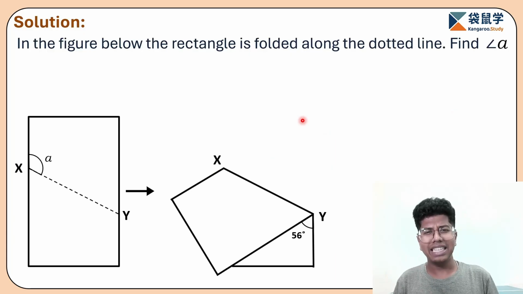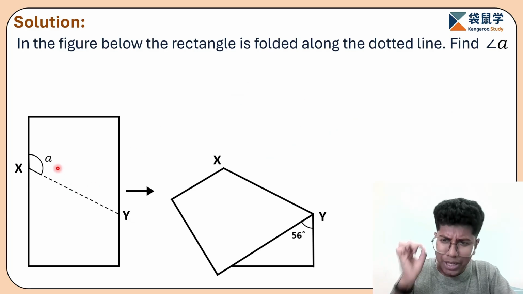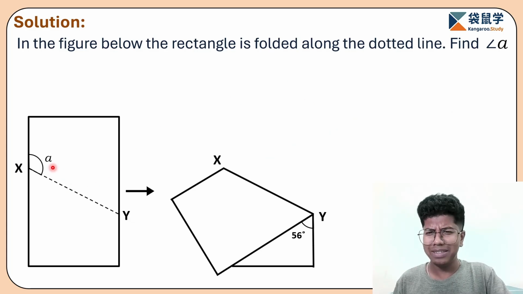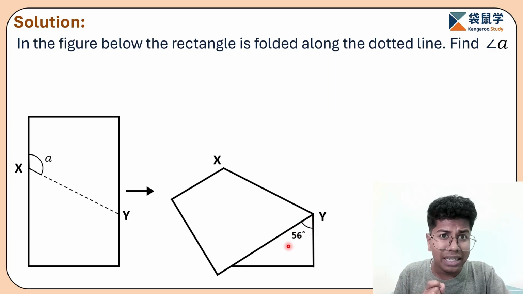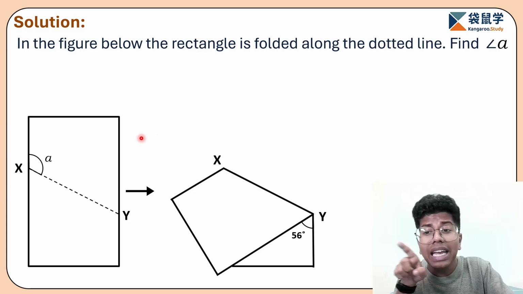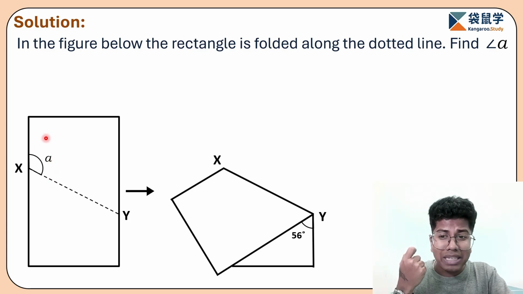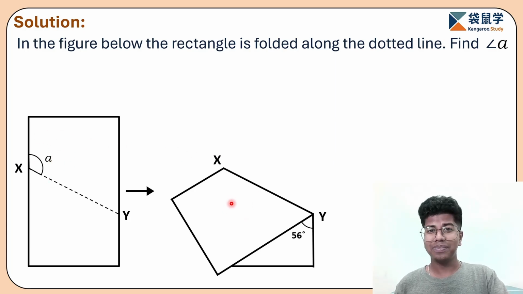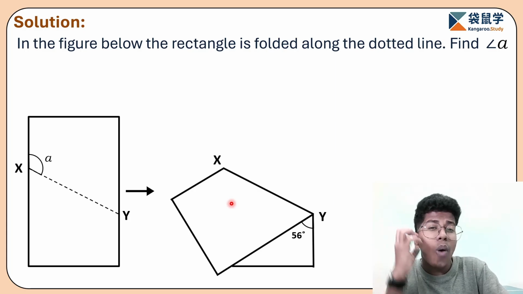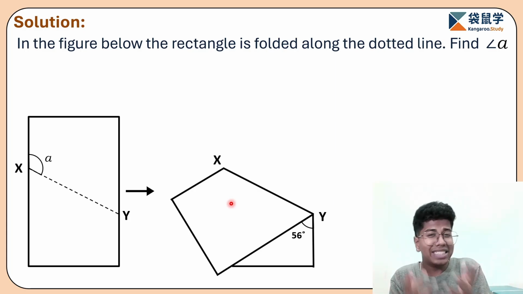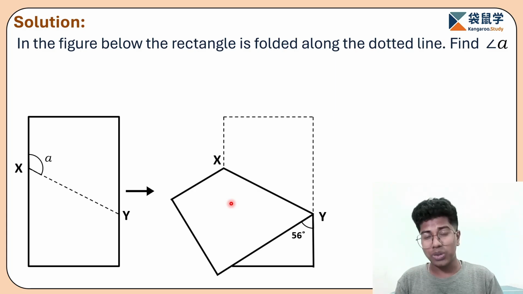Now, understanding this, let's dive into our question. Our question says we need to find out this angle. But the problem is, the only angle that I know is 56 degrees, and it's present here, while angle A is present on this part of the diagram. What's the best thing I can do to represent angle A here? We can trace the diagram as it looked before folding. For tracing, we all know it's just a rectangle, so I'll draw two parallel lines and then just join.